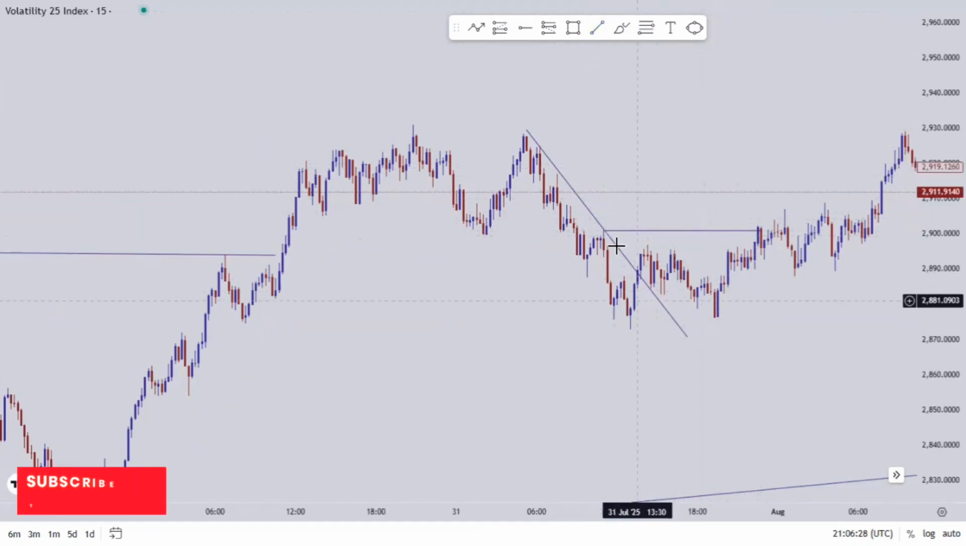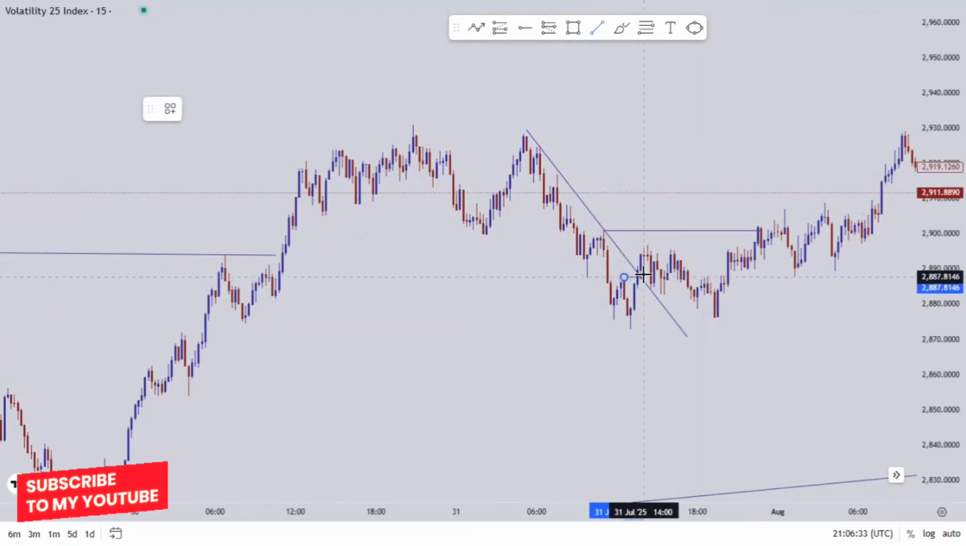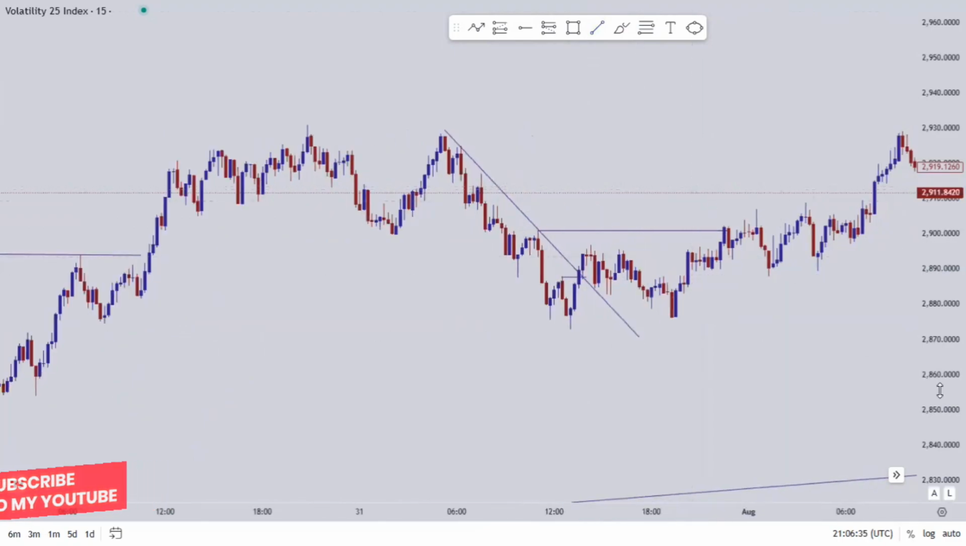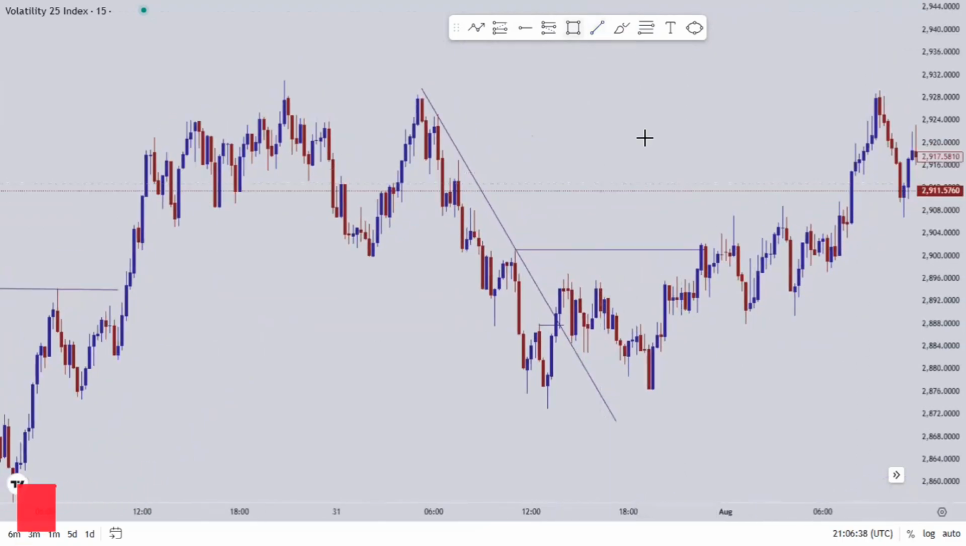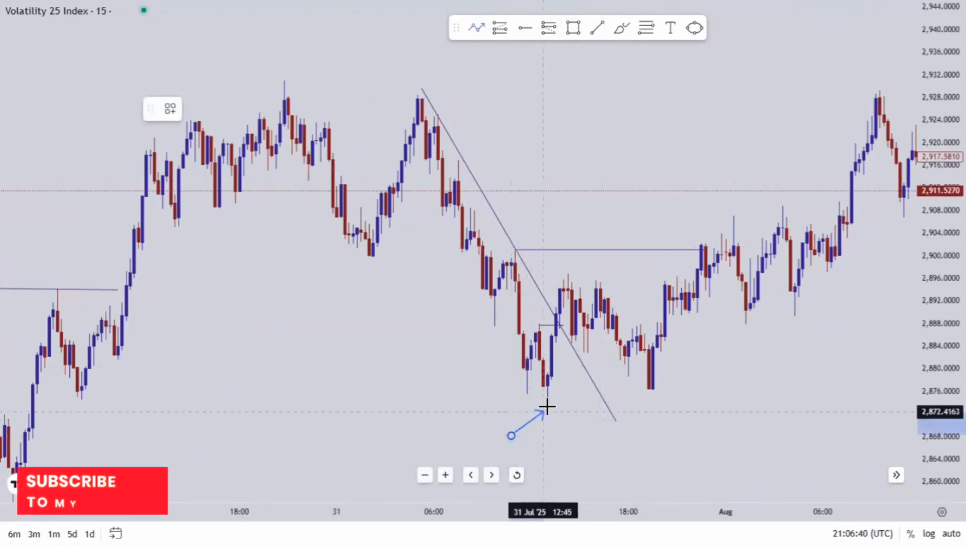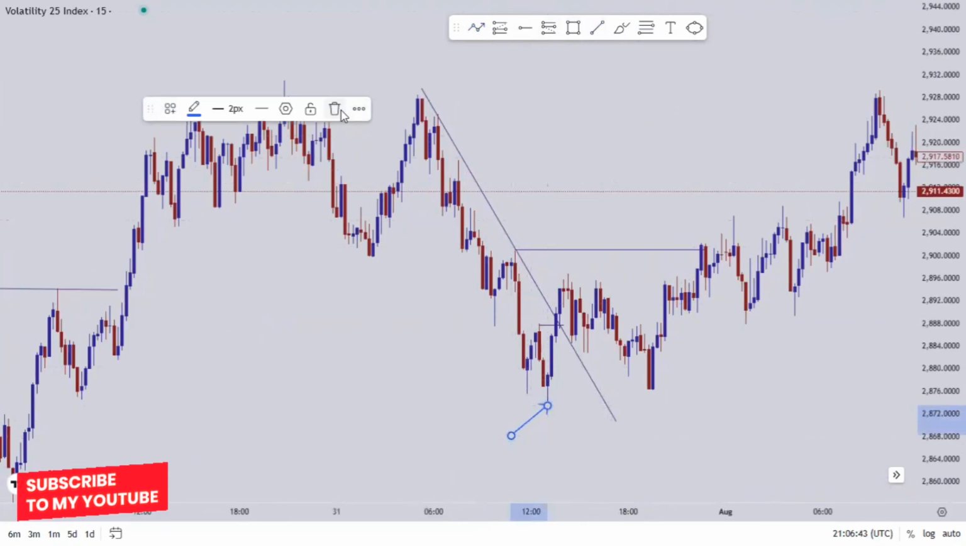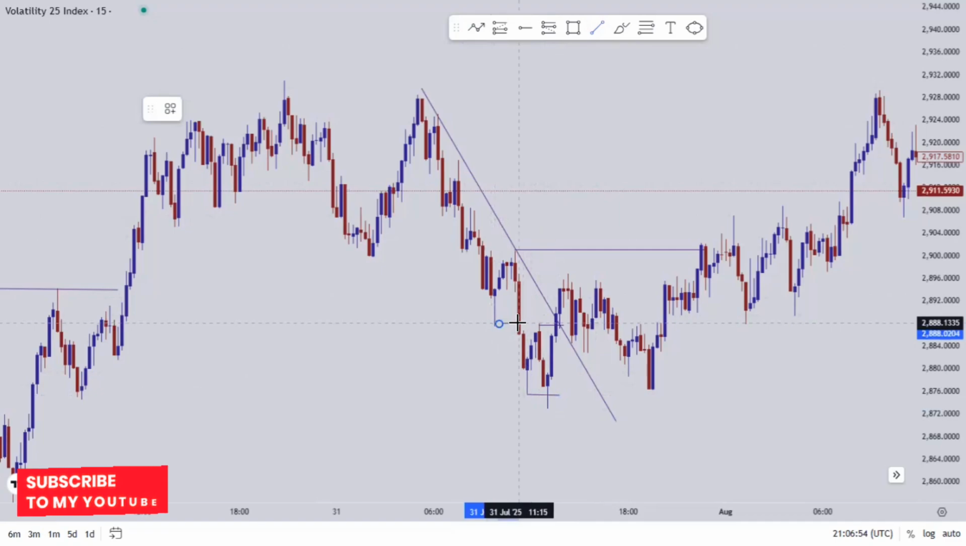Why is it above here and not this one here? I know ICT fine boys will call this one a change of character, but to me, it's not. The reason is I don't consider a wick as a break. Rather, I consider it as a liquidation. So this is not a lower low here. There is no break of structure here, right? So this is the only valid break of structure I'm having.